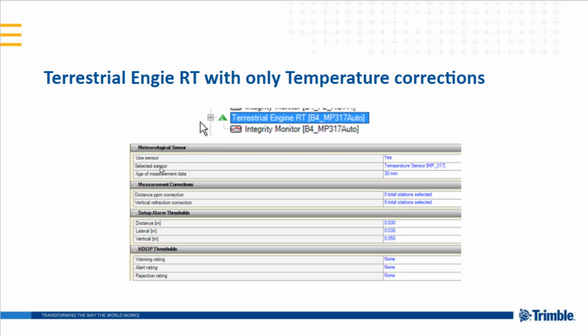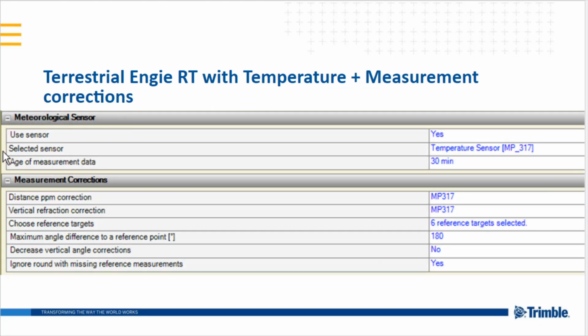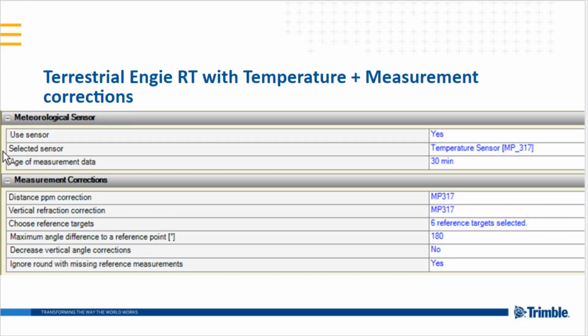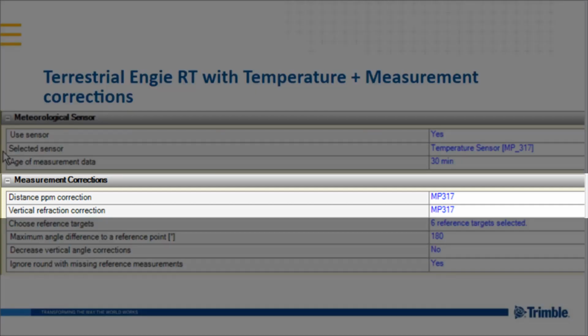In their T4D server, they have a terrestrial engine with only temperature corrections, and another terrestrial engine with temperature and measurement corrections. In the measurement corrections, you can select the total station to calculate ppm correction and also vertical refraction corrections. In this case, both were used, but it's also possible to use one kind of corrections only.